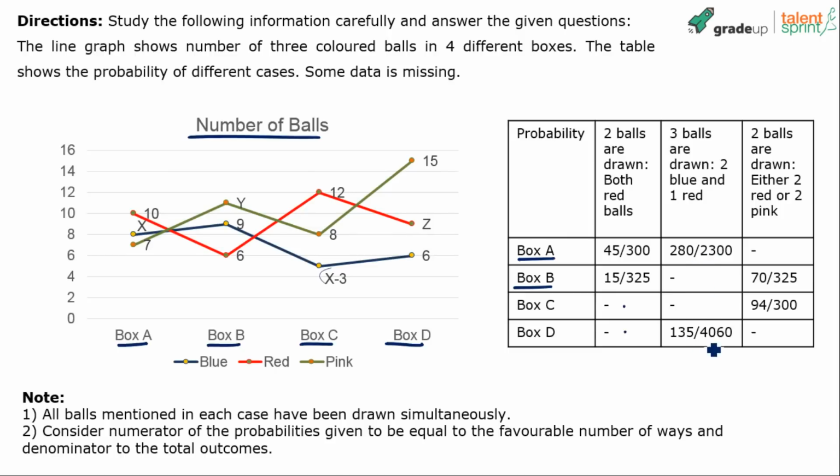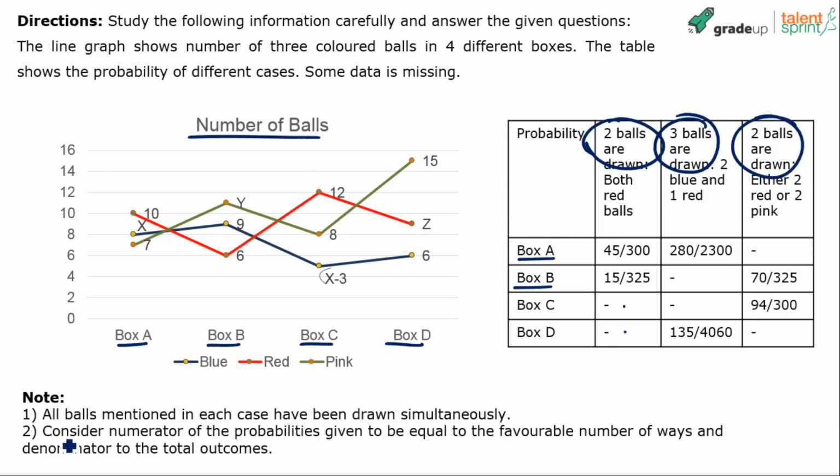Probabilities have been given for some of the boxes. Case 3, 2 balls are drawn, either both are red or both are pink. Either the 2 are red or the 2 are pink. These are the 3 cases. The most important points are again given here in the note, right? First point says all the balls mentioned in each case have been drawn simultaneously. So you're pulling these 2 balls together, or these 3 balls together, or these 2 balls together. It's not one after the other, right?